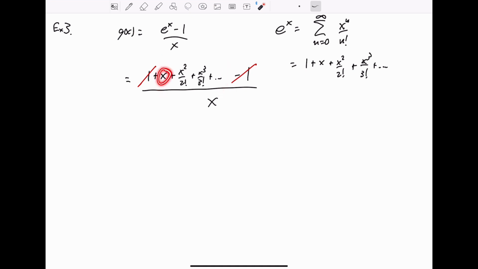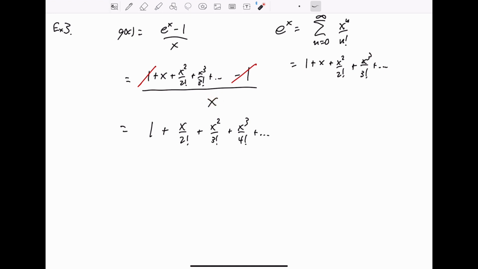And notice here that there's an x in every single term. So we can cancel an x in every term of the numerator with this x in the denominator. We actually have infinitely many terms here in the numerator. Each one of them is a multiple of x. So we're just going to decrease the power of x by 1 for each of these terms, and that will cancel out with the x in the denominator. So this simplifies as 1 plus x divided by 2 factorial plus x squared divided by 3 factorial. The next term would be x cubed divided by 4 factorial, etc., etc. We're simply canceling one power of x from each fraction in the numerator, and that cancels with the x in the denominator.